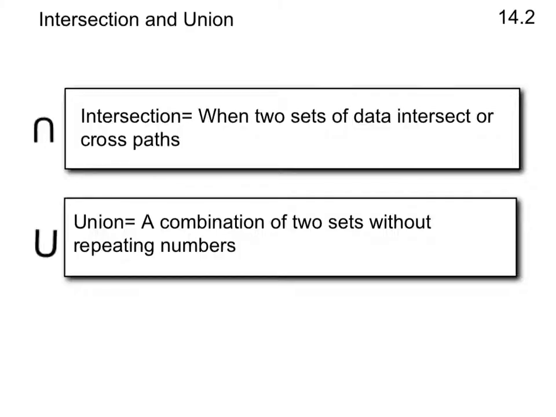Today we will be learning intersections and union. An intersection is when two sets of data intersect or cross paths. The symbol for our intersection is an upside down U, like we have right here. A union is a combination of two sets without repeating numbers and in order. The symbol for union is a U, like that, because it's union. U!